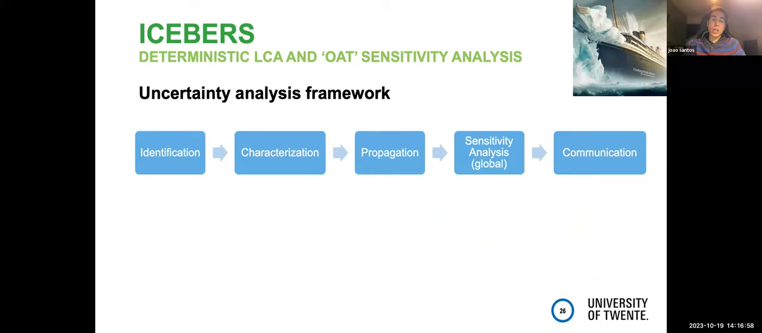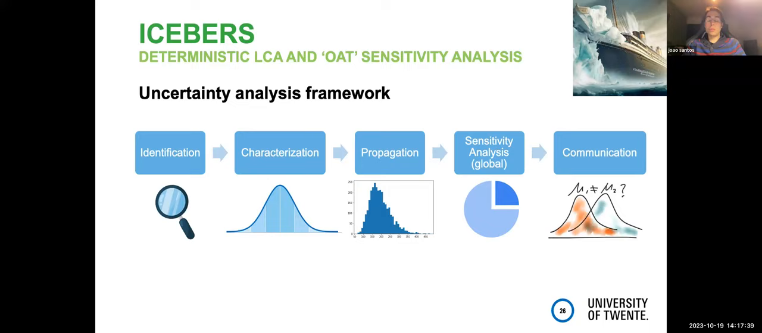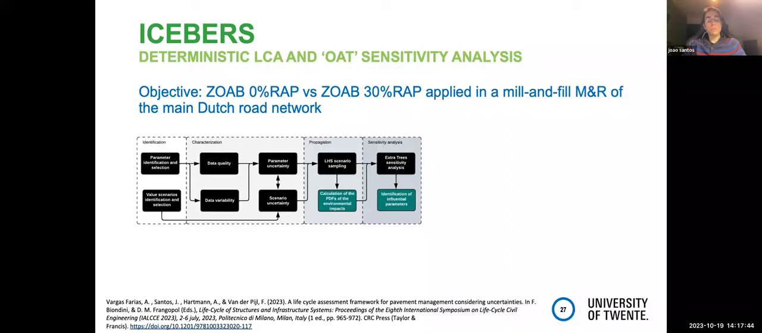So in my opinion, a better way to perform LCA is to embed it in an uncertainty analysis framework that comprises the identification of the uncertainties, and the characterization, which is commonly done using probability distribution functions. Then you have the propagation. The most common method is sampling, but it can also be done with analytical methods. And then the global sensitivity analysis. And finally, the communication, which can be based on discernibility analysis. So just to give you an example of how it can work.